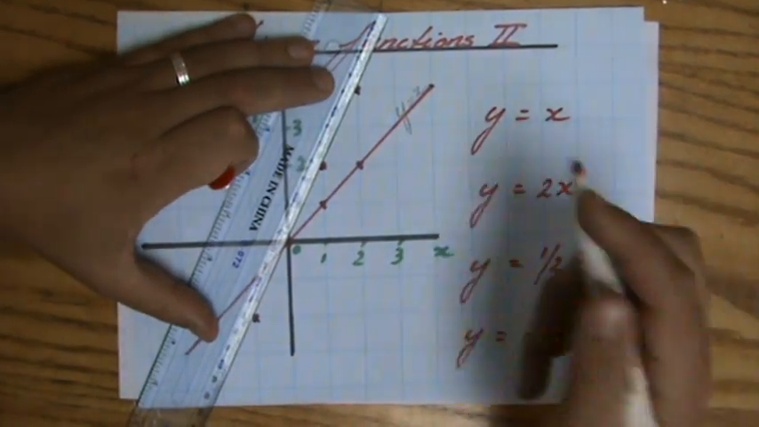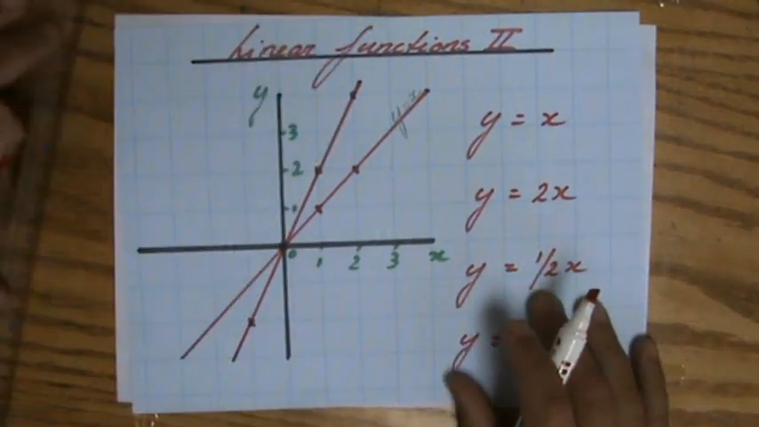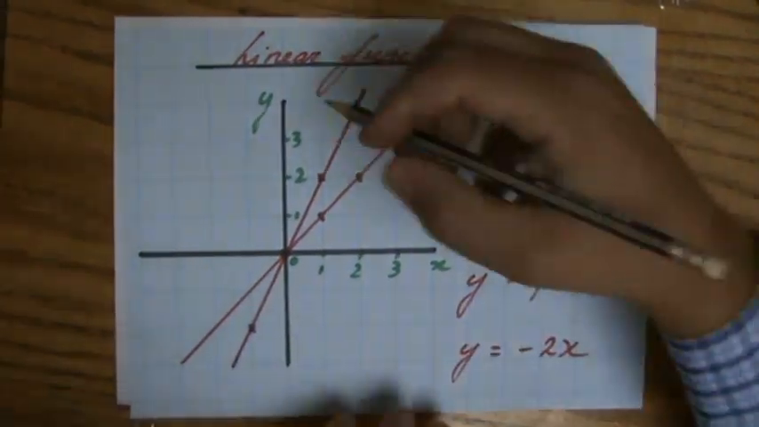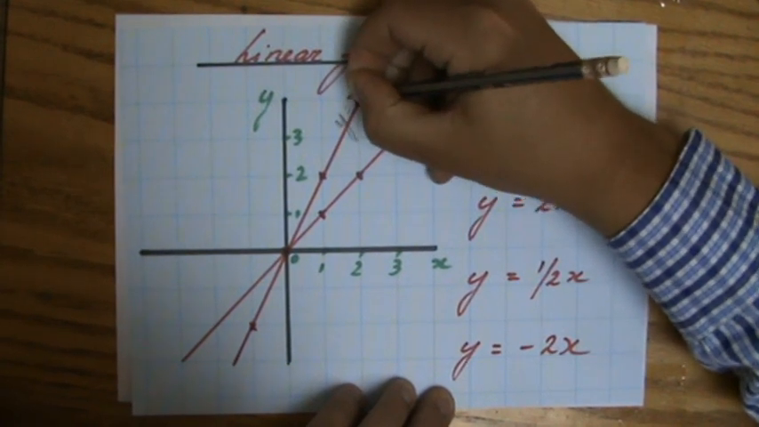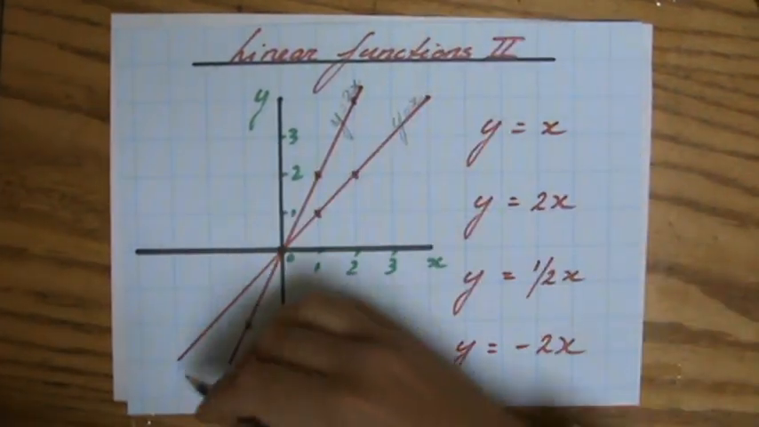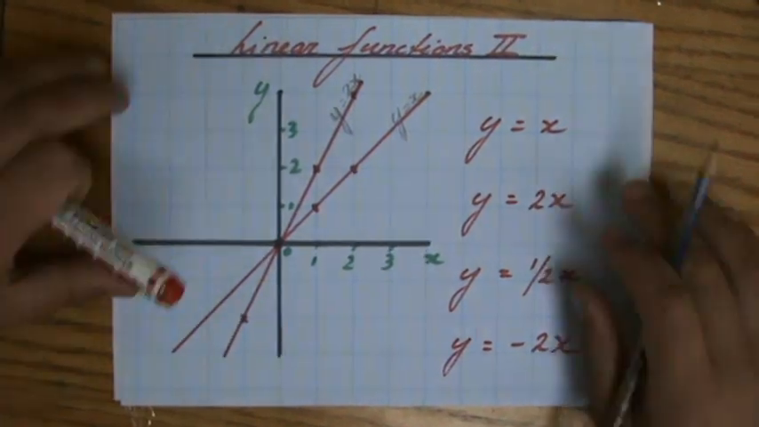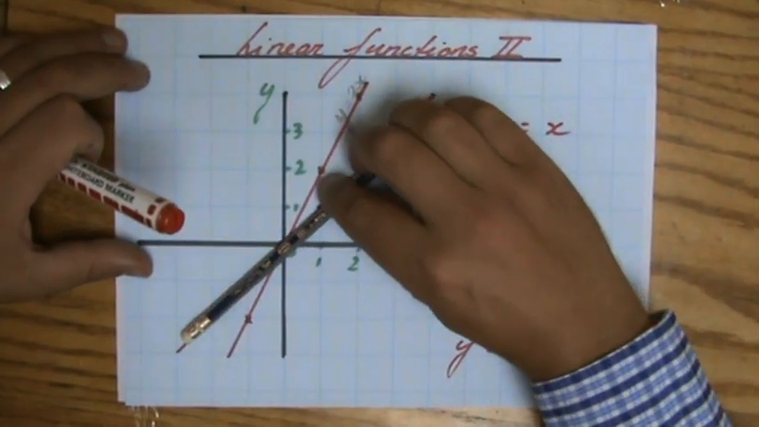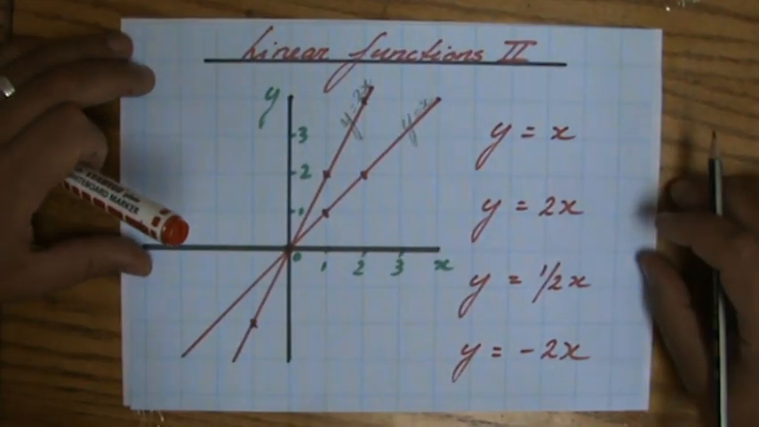And again, I check, are those points on one line? Yes, they are, so I didn't make a silly mistake. Because a linear function is always a straight line, and anything else means I made a mistake. So I check my work. Y equals 2x. You guys do this with a sharp pencil. And I noticed, as I showed you in my previous video, that that second line is steeper than that first line. Is that what you see?